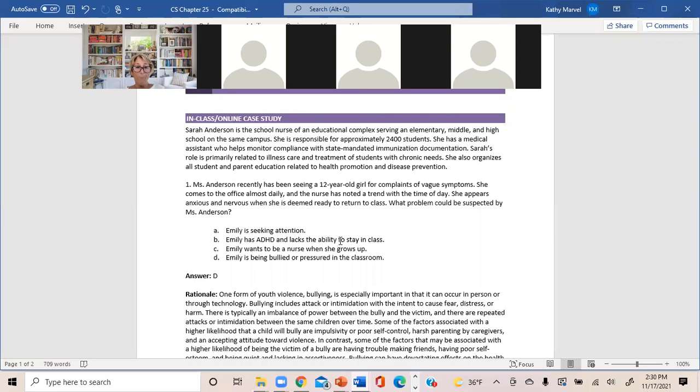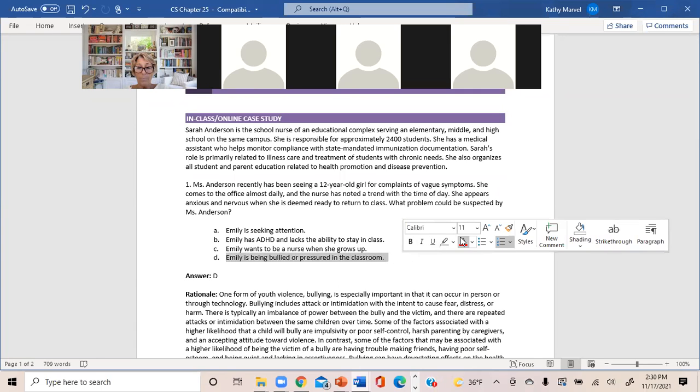Okay, so she's been seeing a 12-year-old girl who's been coming in with really vague symptoms. She comes to the clinic almost daily. And remember the topic we're covering here, violence. She comes to the office almost daily, and the nurses noted a trend with the same time of day. She appears anxious and nervous when she's deemed ready to return to class. What problem could be suspected?